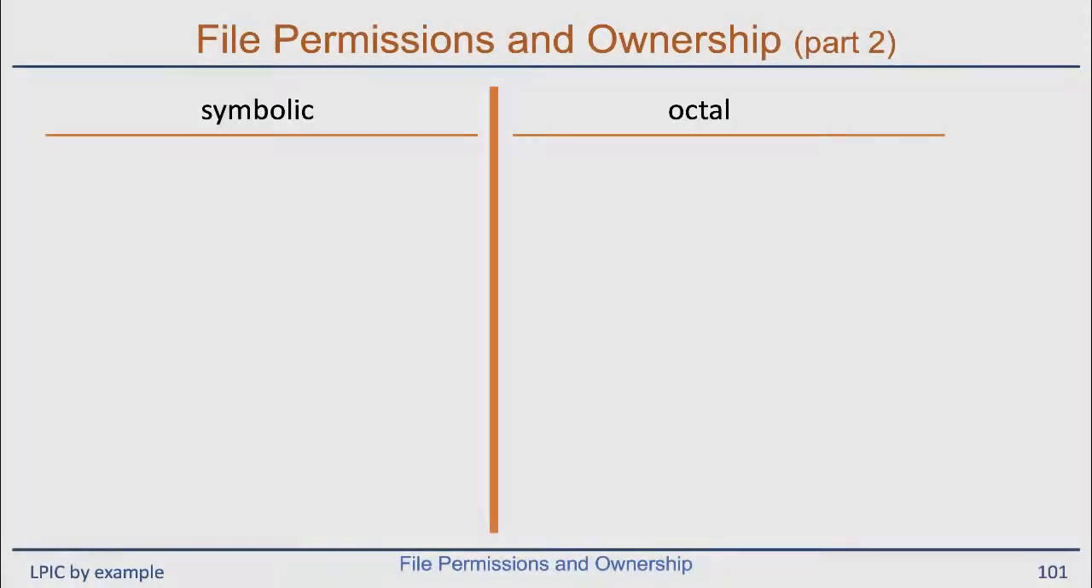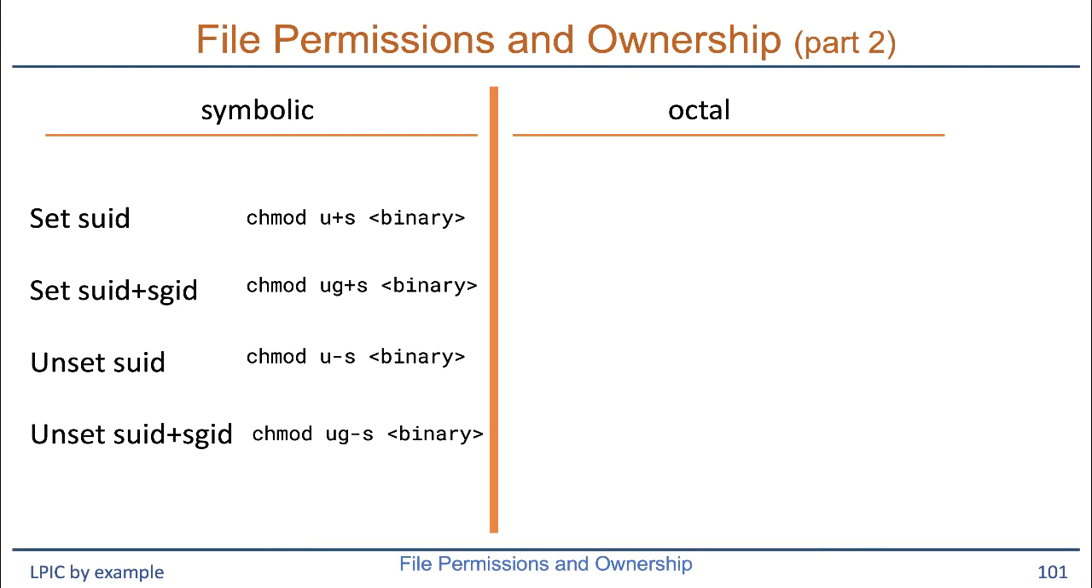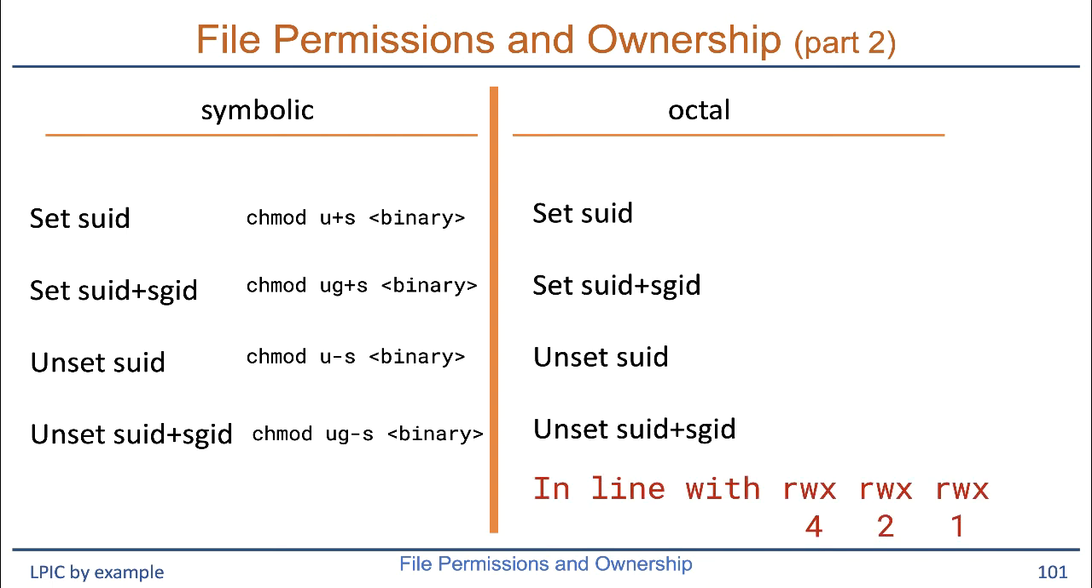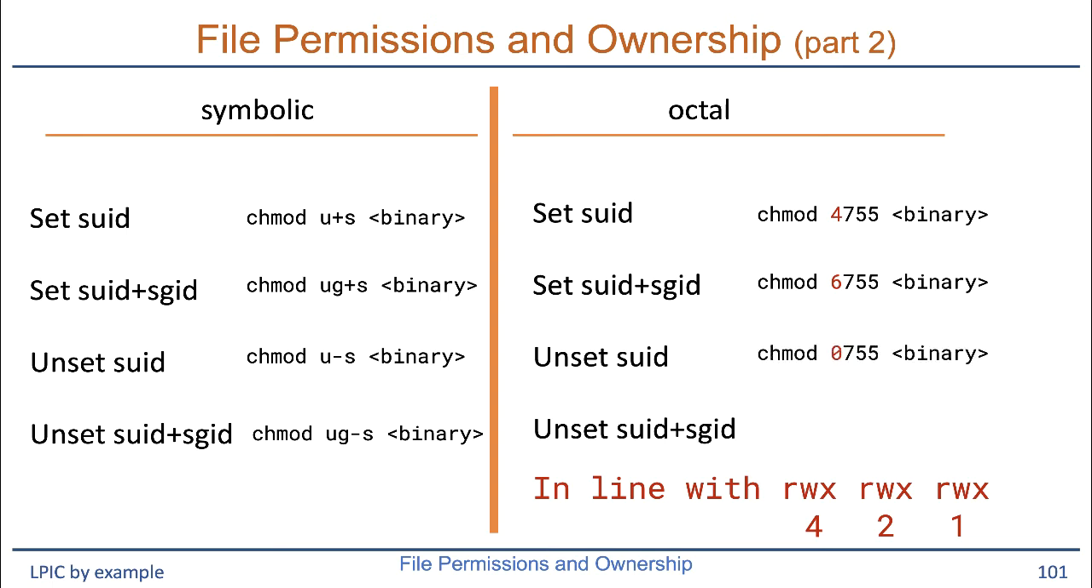Now to set the setuid bit and setgroup bit with the symbolic mode, you use u+s for the setuid bit and u+s,g+s for both. And to undo them, simply change the plus sign into a minus sign. The octal mode is a little different. Compare the three sets of permissions in line with 421. Then the setuid bit is 4, the setgroup bit is 2, and if you want to set them both, you prefix the permissions with 6, and to unset, use a 0 in front of the regular permissions.